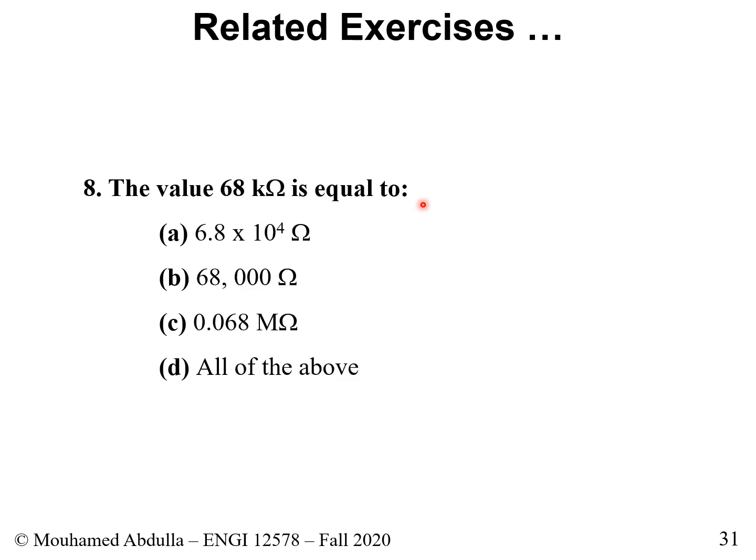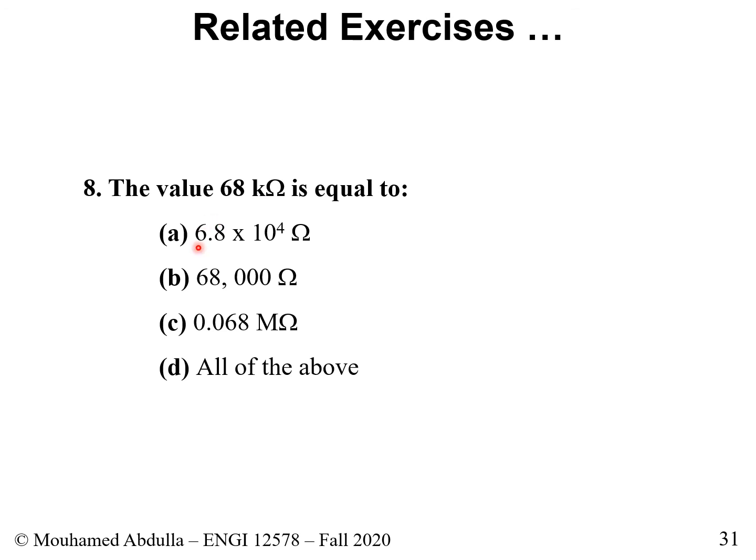Question number 8: the value 68 kilo ohm is equal to which one? So let's first of all look at this. Is 68 kilo ohm in engineering notation? Well, the A part seems like engineering notation. It is certainly greater than 1 and less than 1,000, so that works. And kilo is a multiple of 3, that's 10 to the 3, so this works. So this is certainly in engineering notation.